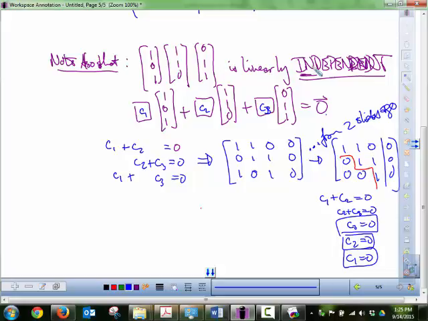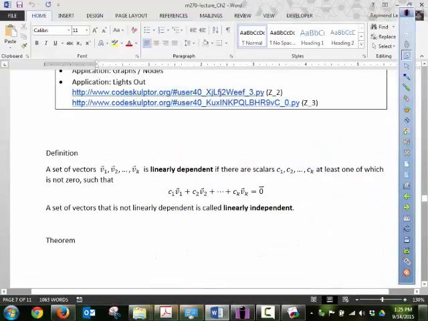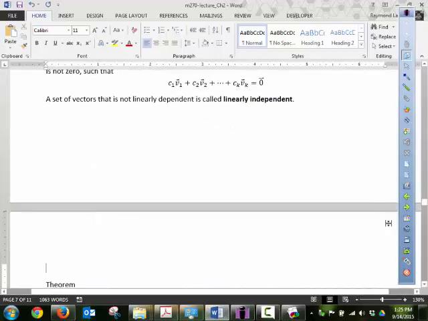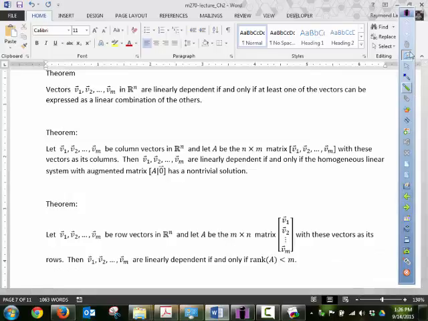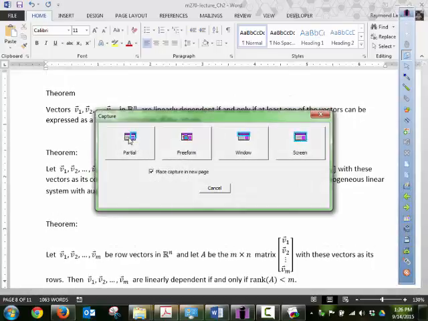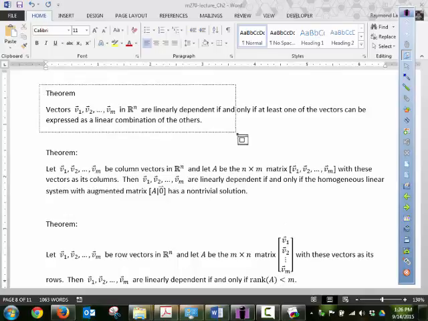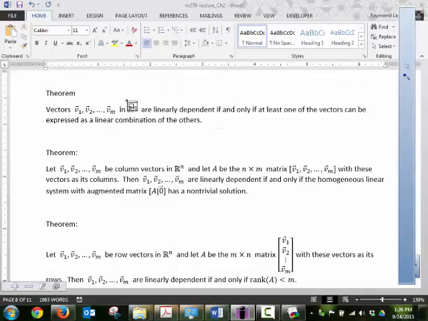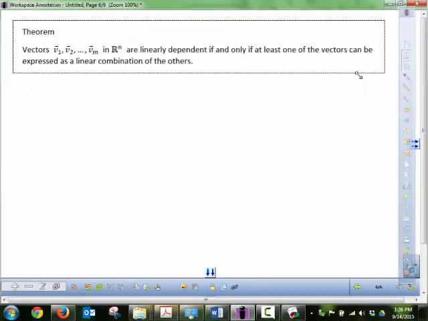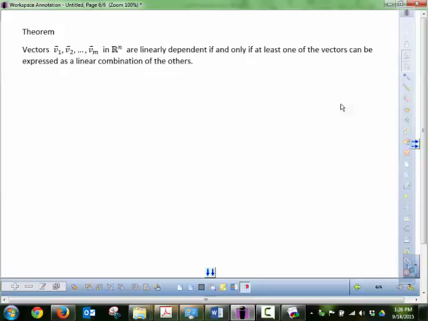All right, I'm just going to breeze through a couple more theorems here, and then we'll check on the applications. First theorem: if you have vectors that are linearly dependent, then at least one of them can be expressed as a combination of the others.